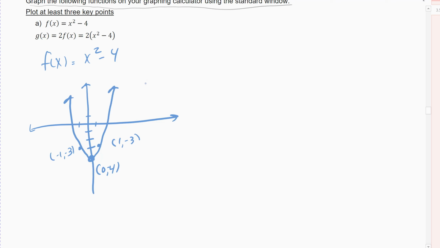Now I'm going to stretch that by a factor of 2, because I'm multiplying it by 2.